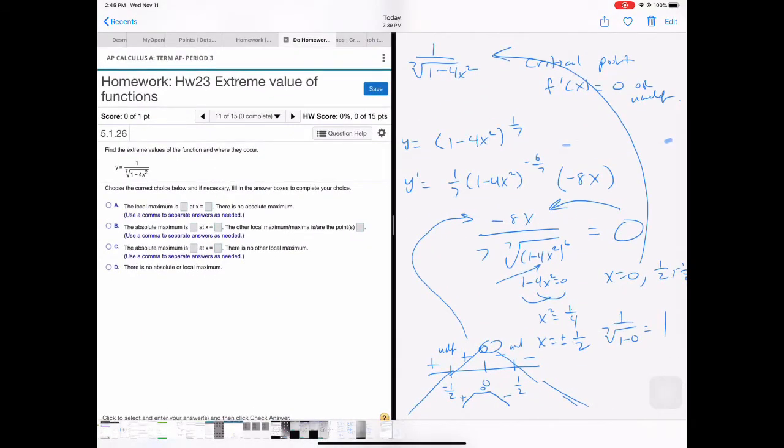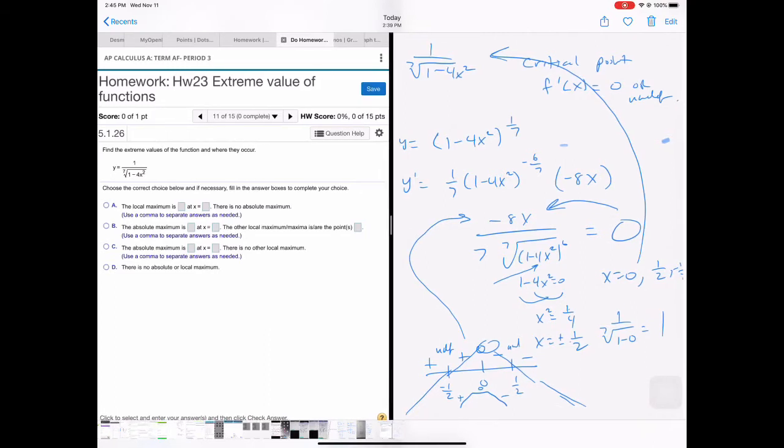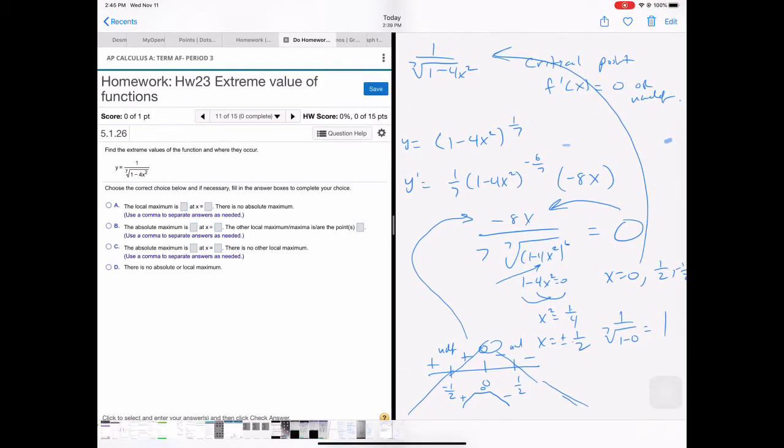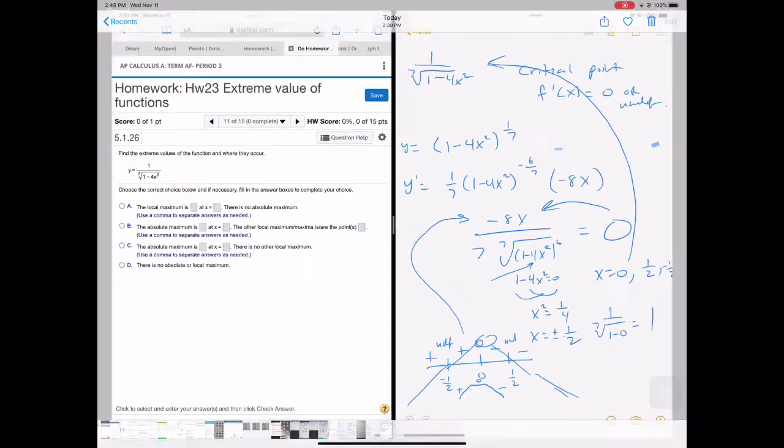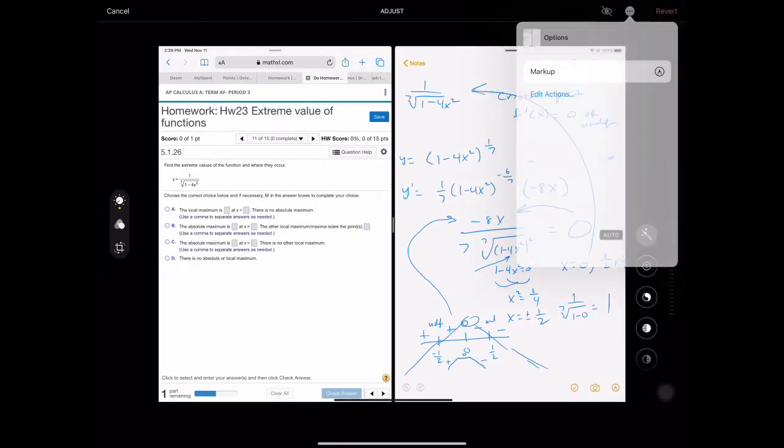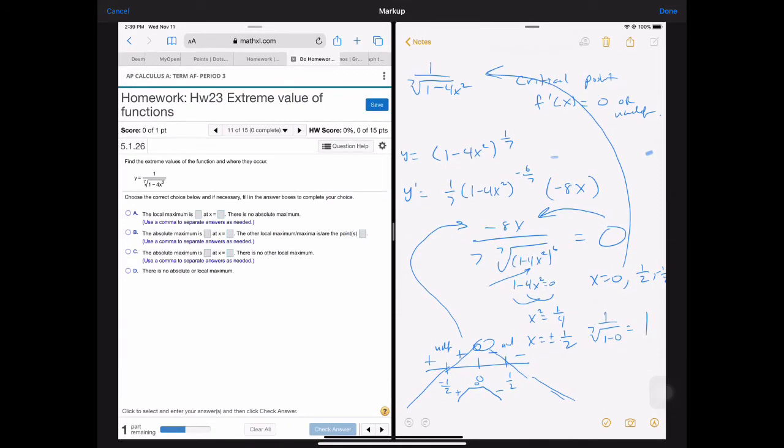Where did I mess up? Oh, it's a negative. Darn it. I didn't pay attention there. So just to fix this, so I don't have to redo it. I made a mistake because when I rewrote this on top, I forgot to put the negative sign.